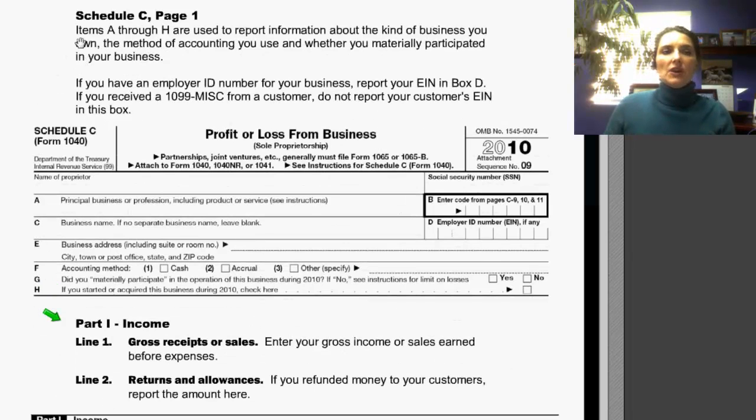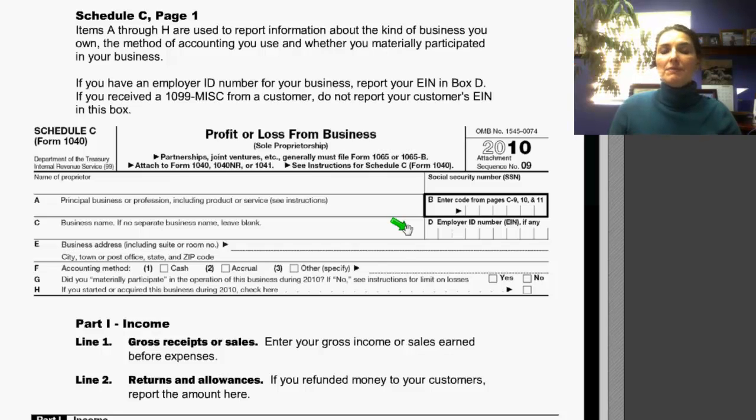And let's begin at the very top of Schedule C, page 1, and we're looking at this section right here. Items A through H are used to report information about the kind of business you own, the method of accounting you use, and whether you materially participated in your business. If you have an employer ID number for your business, report your EIN in Box D, right here. If you received a 1099 miscellaneous from a customer, do not report your customer's EIN in this box. It's for your EIN, and if you don't have one, you leave it blank.